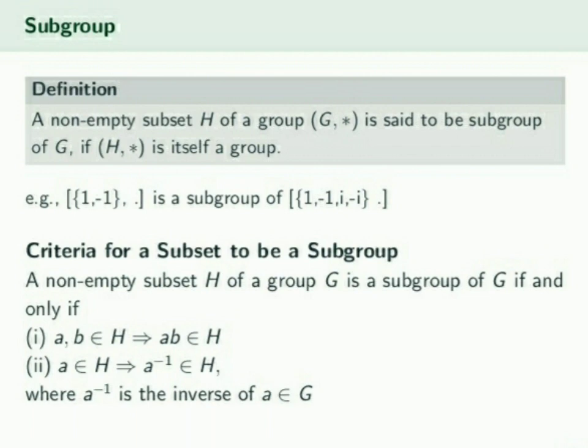Next one, result. A non-empty subset H of a group G is a subgroup of G if and only if, first one, a, b belongs to H implies ab belongs to H.